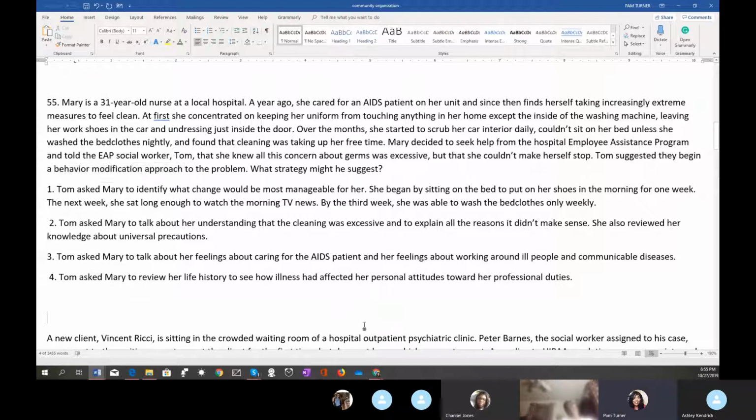What strategy might she suggest? I see a 1, a 2. Okay, so tell me why 1 or tell me why 2. 1, because you're trying to modify her behavior, and because it's been so obsessive for her, you have to gradually do it. So number 1 is helping her change her behavior in slow increments so that she can eventually be okay with not doing it at all.